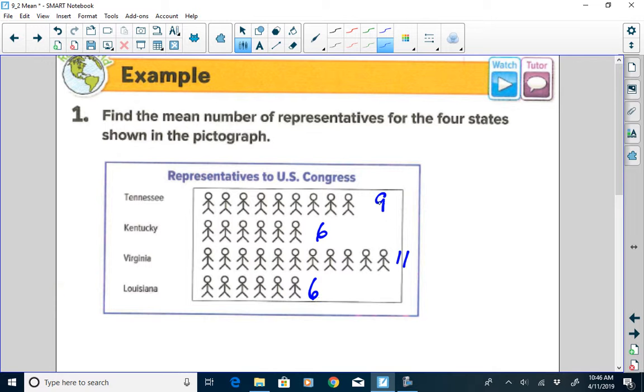We find the total, right? 9 plus 11 is 20, plus 12. We get a total of 32 representatives for the 4 states. That's going to give us a mean of 8. All right, we take the total, divide by the number of states. We get a mean of 8 there.